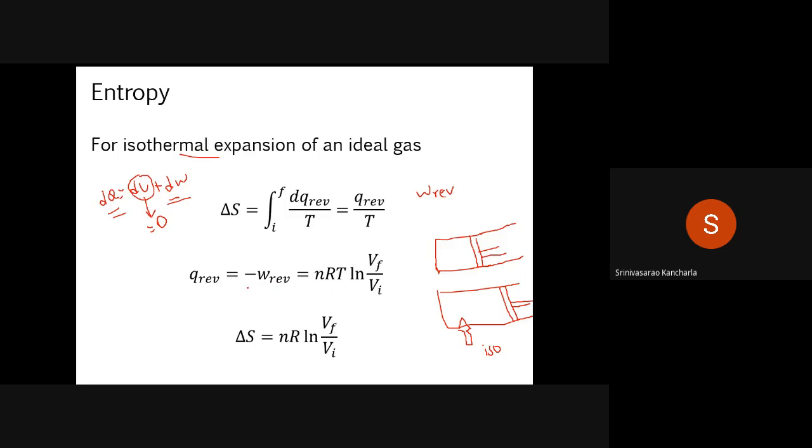You know from the first law, for the isothermal expansion of an ideal gas, the work done is nRT ln(V final / V initial). Because the negative sign we took in the other way, delta S will be nR ln(V final / V initial). This is one of the important formulas when you are asked about the isothermal expansion of an ideal gas. To calculate the change in entropy, we can utilize this formula. Please have a note of this one.